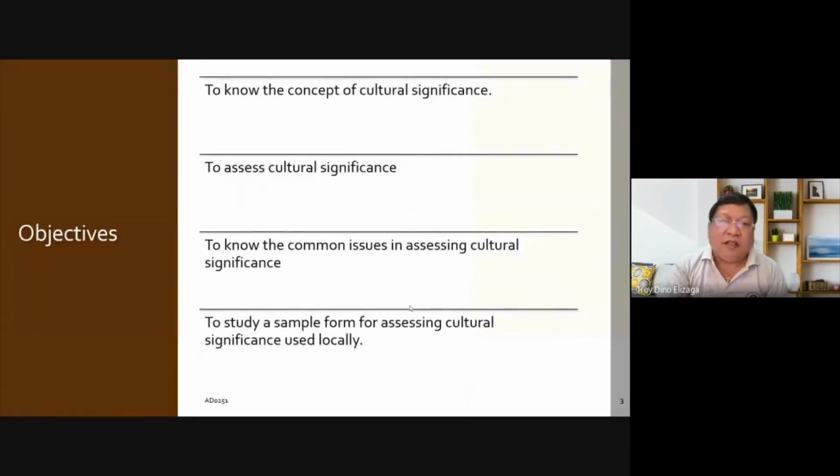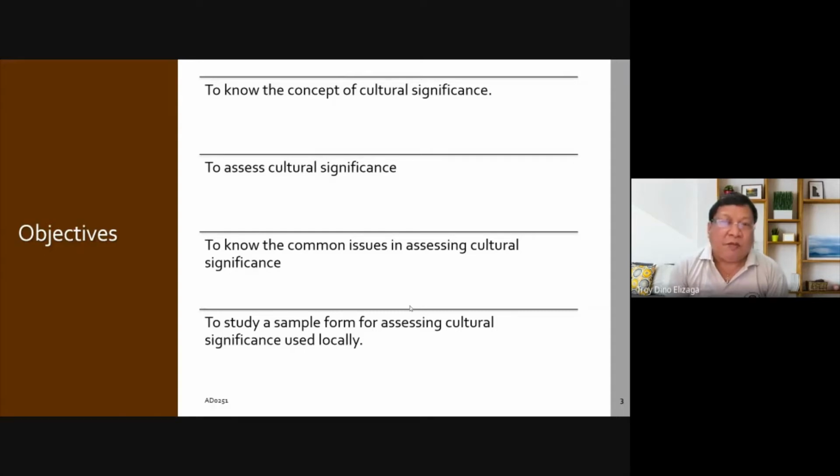Okay, and our objectives for this lecture are fourfold. First, we want to know the concept of cultural significance, and then we learn how to assess cultural significance, and then we will try to know the common issues in assessing cultural significance, and finally to study a sample form for assessing cultural significance used locally.